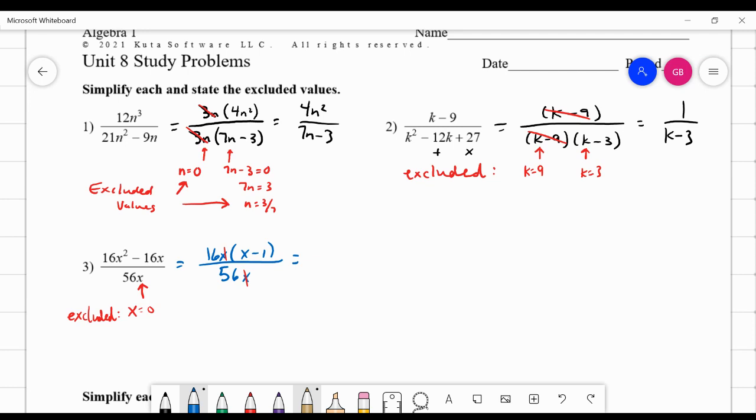Okay. Now we're looking for a common factor of 16 and 56. Okay. So which number goes into 16 and 56? Well, 8 does. So we could divide the top and bottom by 8 to get 2 over 7. So that simplifies to 2 times x minus 1 over 7.